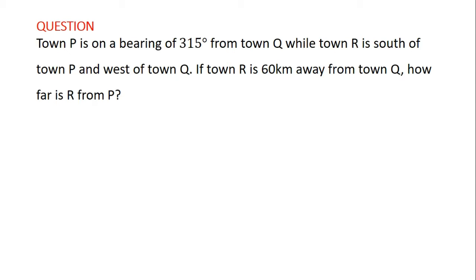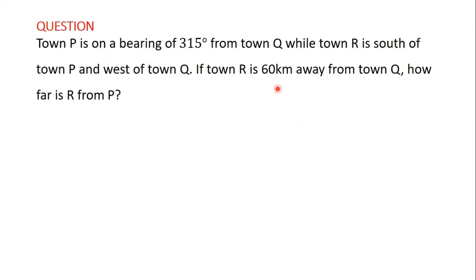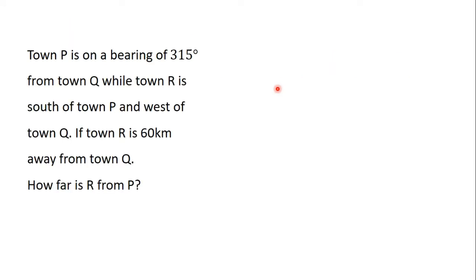So the first part of our instruction was that whenever we have this problem, the first thing we need to do is to draw a diagram for the problem. So we are going to draw a diagram for this problem. Town P is on a bearing of 315 degrees from town Q. So this 315 degrees is the bearing of town P from town Q. We know how to do that, so let's start with that. The bearing of town P from town Q is 315 degrees.